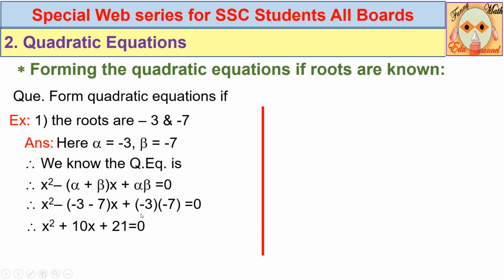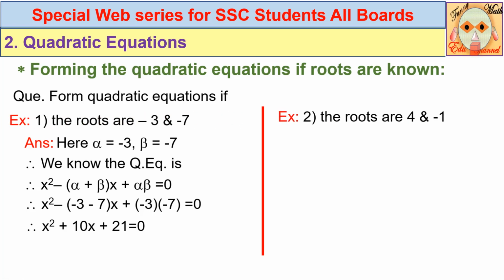So we learn from this example that when roots are negative, at that time the equation has all signs positive, that is, all terms are positive. At that time your roots will be negative. So in this way we get the quadratic equation whose roots are minus 3 and minus 7 as x square plus 10x plus 21 equals to 0.